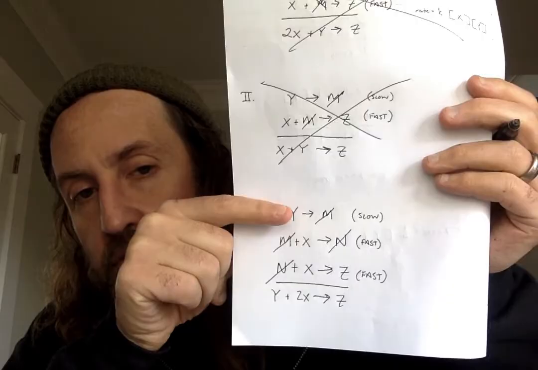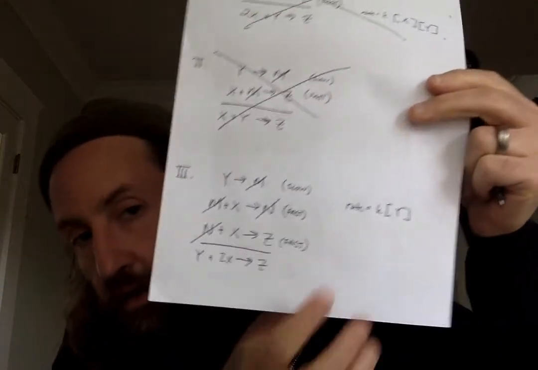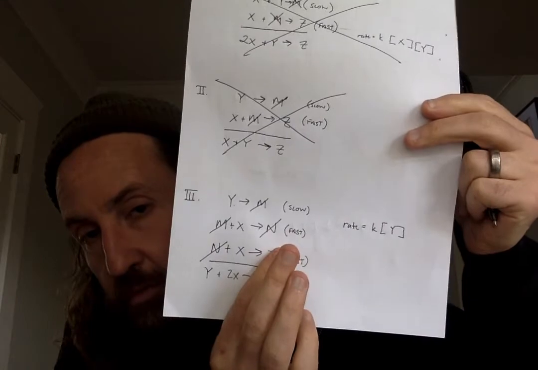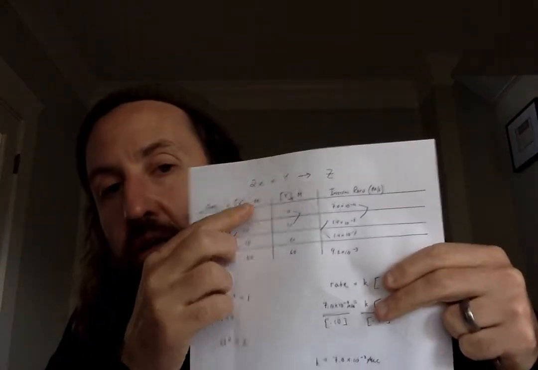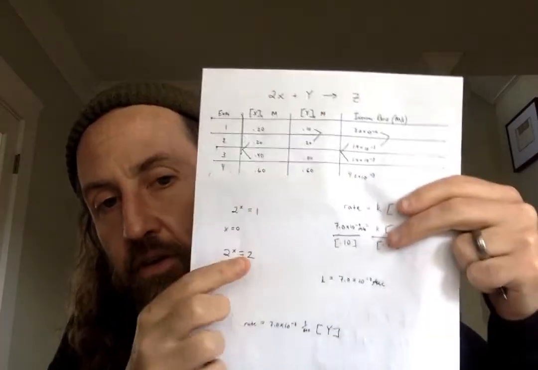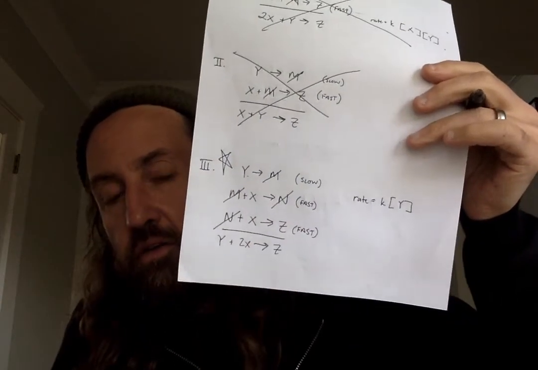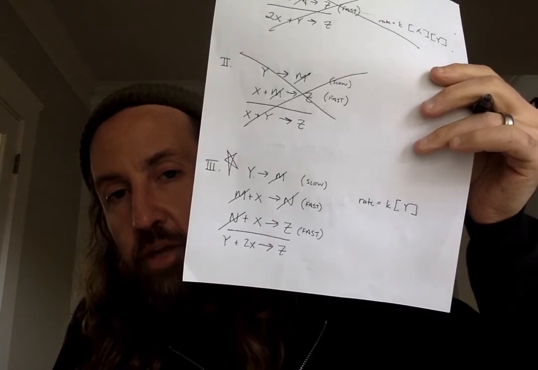Now, look at the slow step. And from the slow step, the only thing in the slow step is y. And so, rate equals k times the concentration of reactant y. That is our predicted rate law from this mechanism. And look, it matches here, and it matches there. So, ding, ding, ding, this is the one that we want. And that is how you do a mechanism like that.